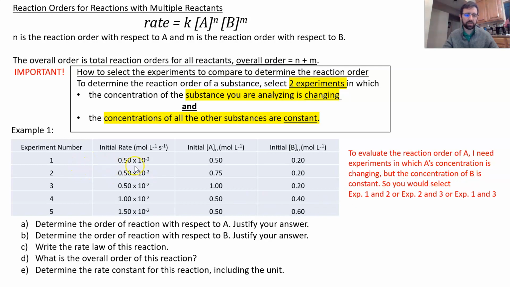So we look at our experiments. My concentration of A over here and the concentration of B right here. I want some experiments where A is changing, but B is not. Reactions 1 and 2 would be a good option. Or experiments 1 and 2. Or you could do experiments 2 and 3. Or you could do experiments 1 and 3 compared to each other. In all three of those cases, A is changing, B is not. That's what's important to recognize.